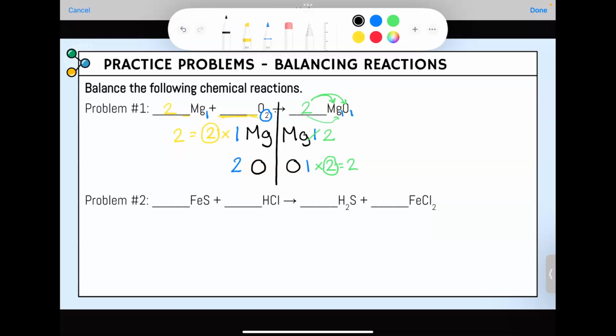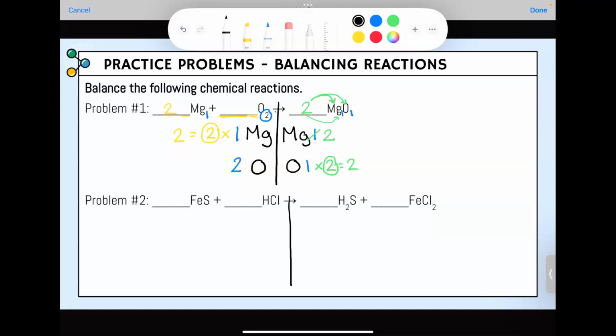So with that idea, let's go ahead and move on to our next example. We have FeS plus HCl yields H2S plus FeCl2. First thing we have to do is look at our polyatomic ion list and see if there's any polyatomic ions present in both sides of our reaction. In this problem, there is none, so we're going to just split our reaction in half.